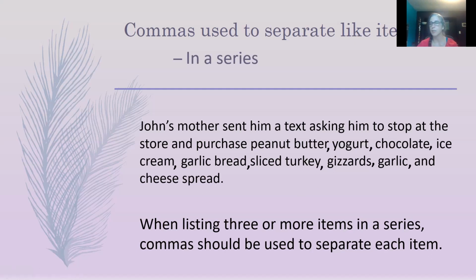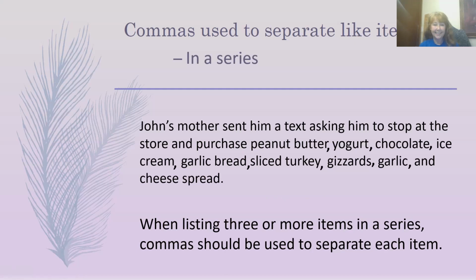So don't be like John's mother. When you list 3 or more things in a series, make sure that you separate all of your items with commas so that your readers understand exactly what each item is. All right. Does this make sense? Yes. Okay, good. Any questions about that? Nope. I think I got it.